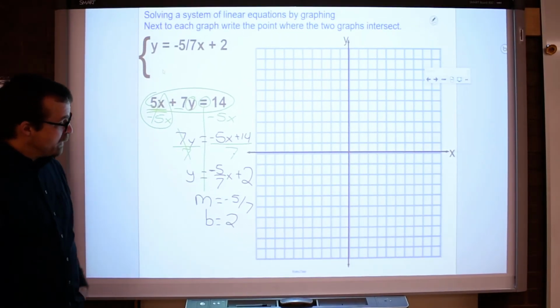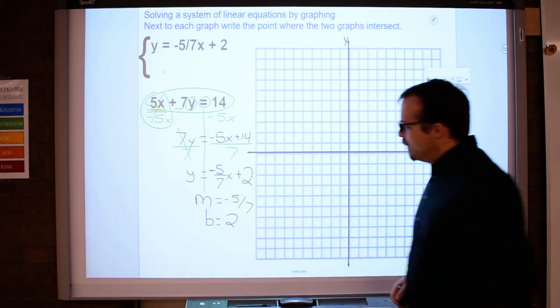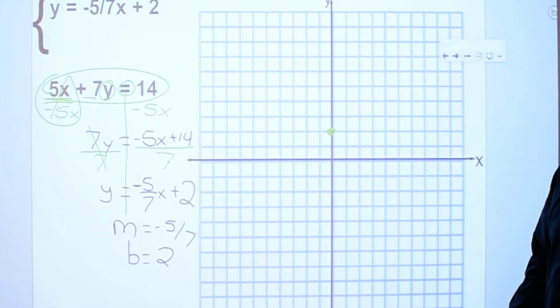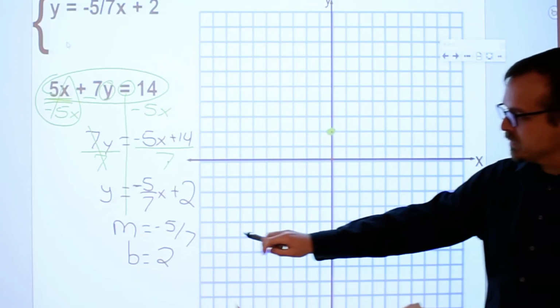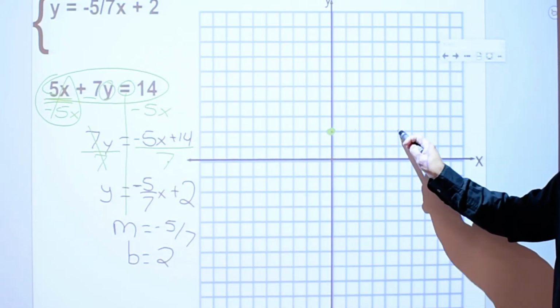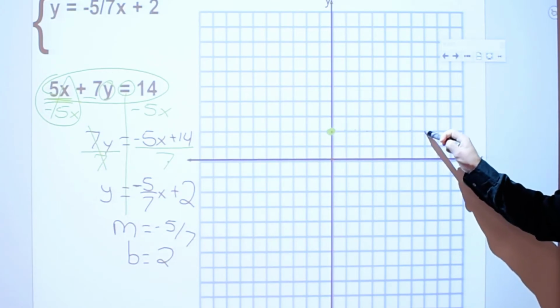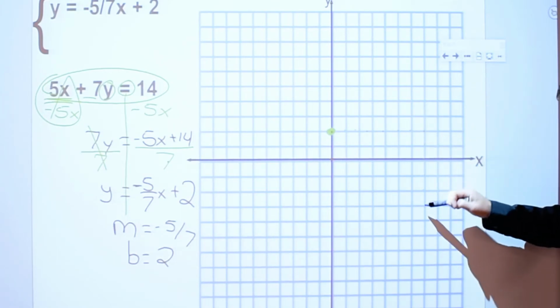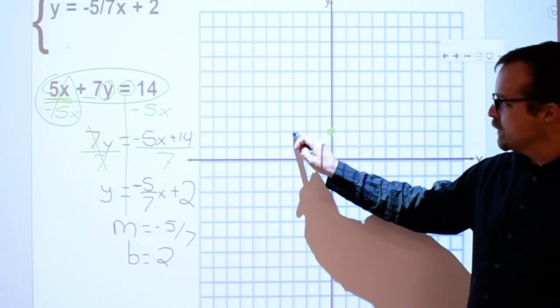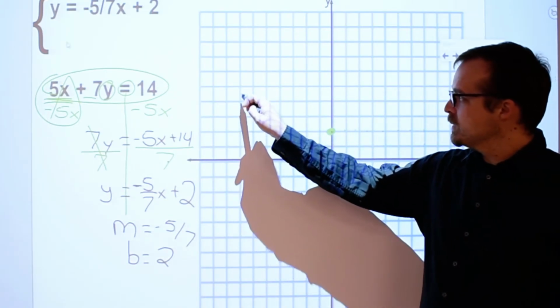All right, let's go ahead and graph that one over here in green. We've got my begin at 2. My slope is negative 5/7, so my rise is negative 5, run is 7. So 1, 2, 3, 4, 5, 6, 7, and then down 5: 1, 2, 3, 4, 5. I do want that negative slope, so let's go this way. 1, 2, 3, 4, 5, 6, 7. 1, 2, 3, 4, 5.